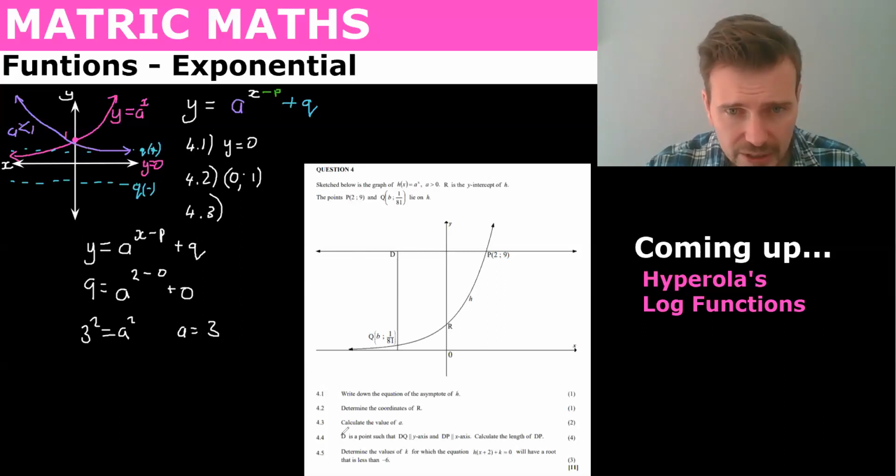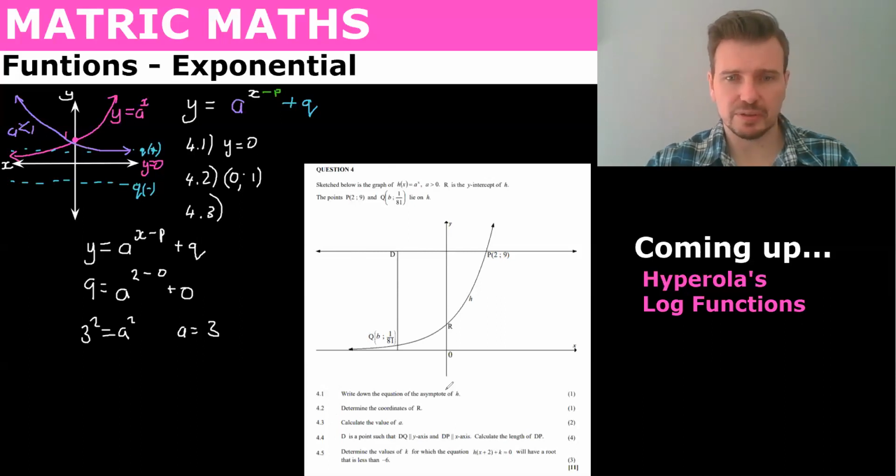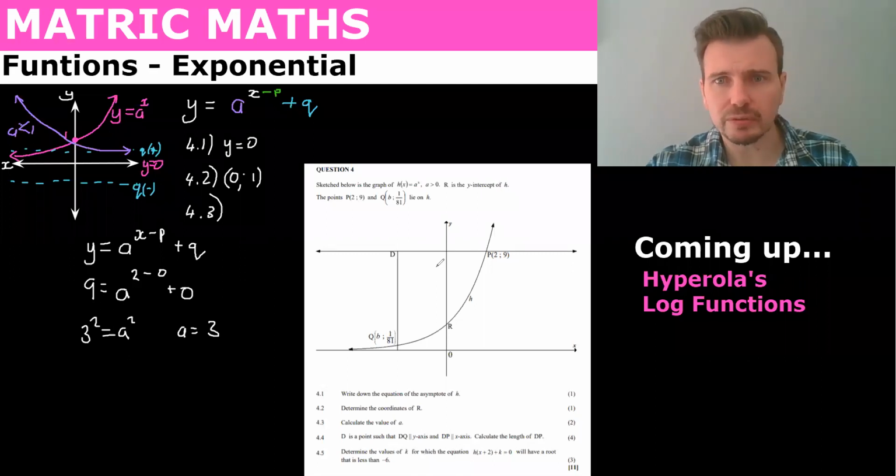Let's look at 4.4, which says D is a point such that DQ is parallel to the y-axis and DP is parallel to the x-axis. Okay, so we've got that and that, so it's just going straight down. And they ask for the length of DP. Okay, so they want this length here. Let's do it in, which color should we do? Yellow. And so we've got this length here.